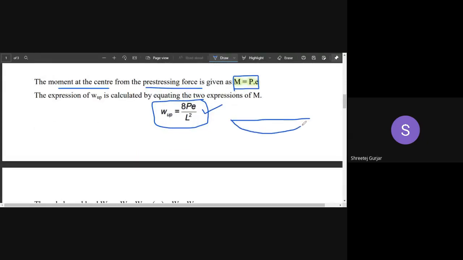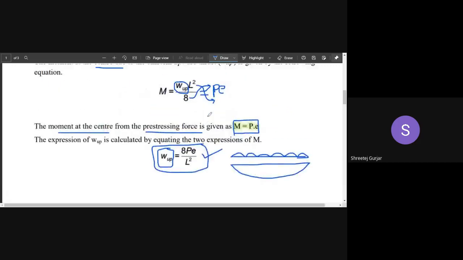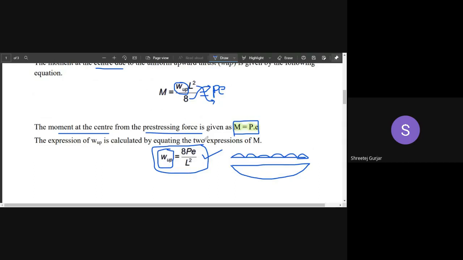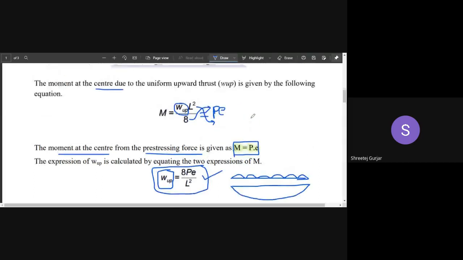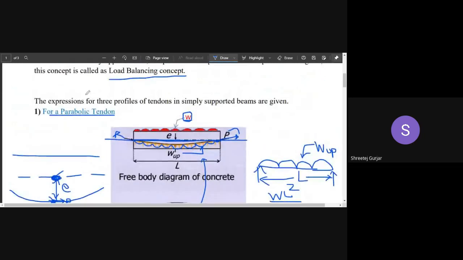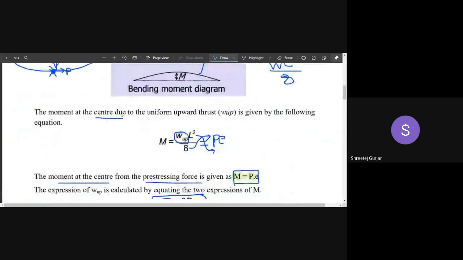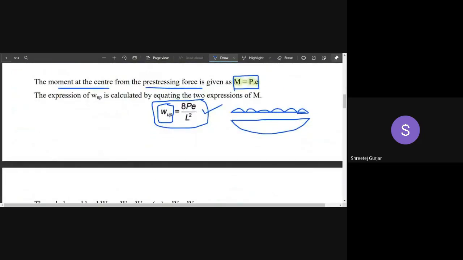When you have a parabolic type of cable, or whenever you have a UDL acting, we can use this formula, 8PE by L squared, to calculate your upward thrust. I hope you have understood how we have arrived at 8PE by L squared. This is your first case, the parabolic type of tendon at your mid span. This formula is applicable only at mid span.